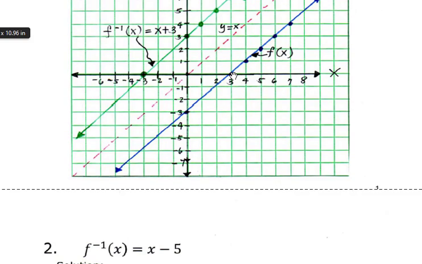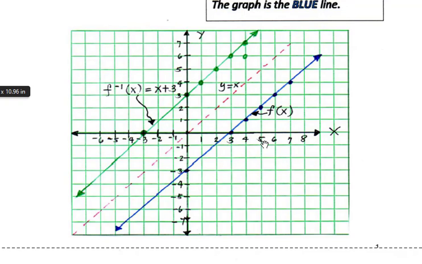So this is (3, 0). This point is (4, 1). This point is (5, 2). This point is (6, 3). This point is (7, 4). But in the inverse function, let's try to concentrate on this (7, 4).